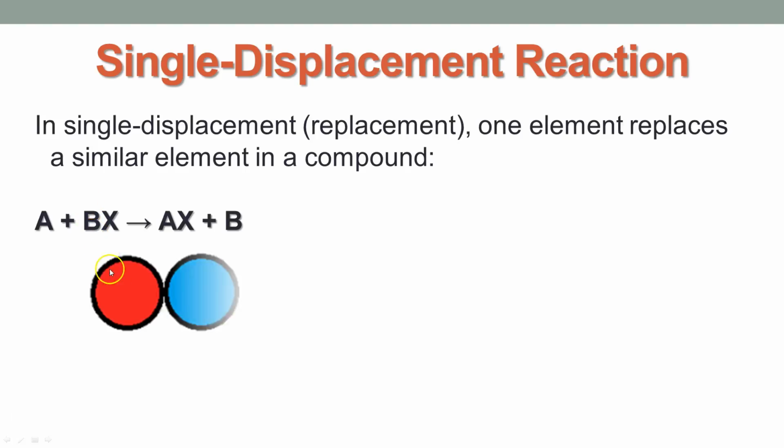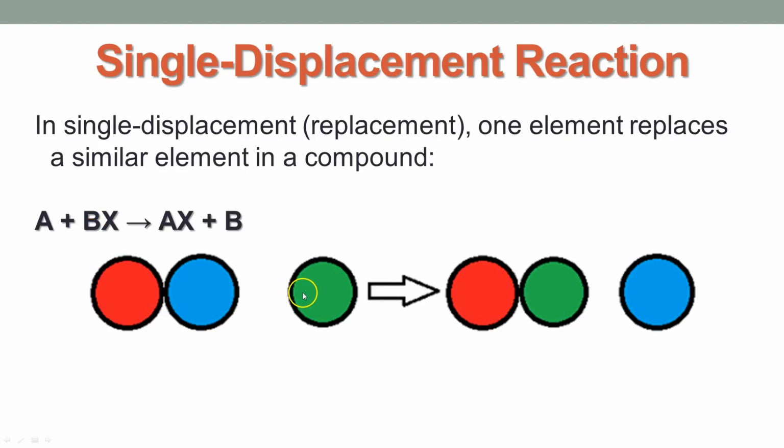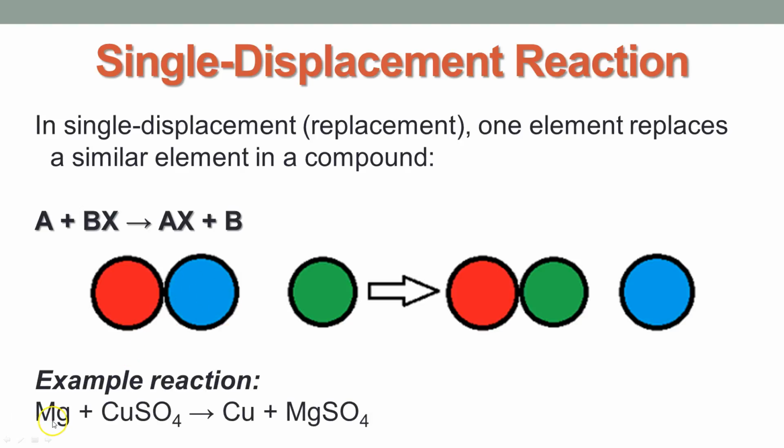A took B's place. So here I have blue-red plus green is going to make red-green plus blue. So in this case right here, the blue and the green have switched places. Example of this, magnesium plus copper sulfate is going to make copper plus magnesium sulfate. So the copper and the magnesium switched places in a replacement reaction or single displacement reaction.